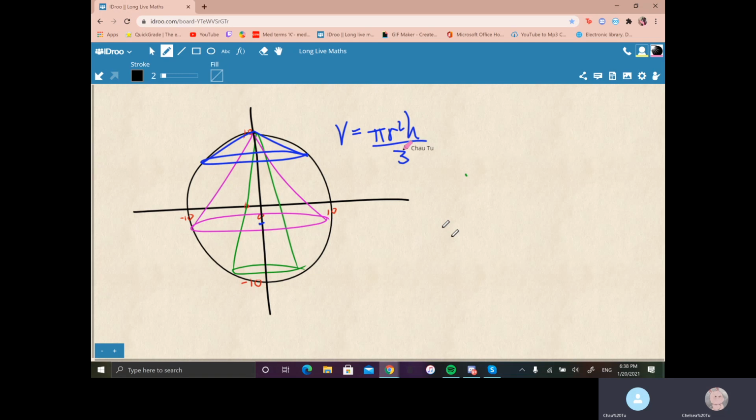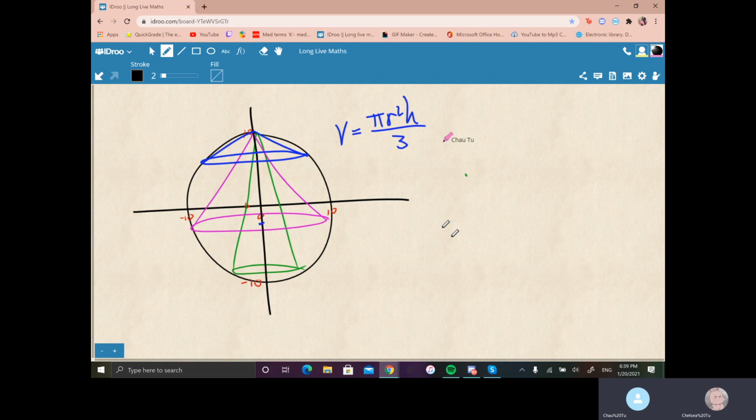We want to maximize the volume, but the thing is, it has to be contained within that sphere. So this is the hard part. You've got a sphere of radius 10. The hard part is how do you set the problem up in such a way that it has to be contained within that sphere.